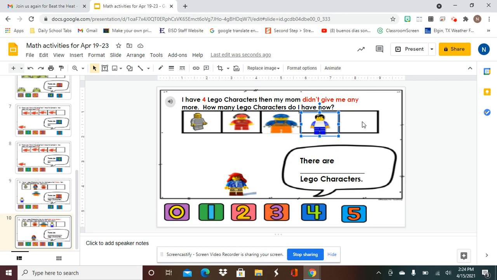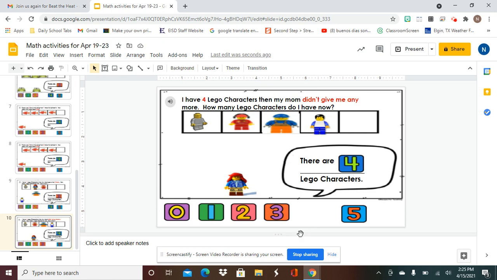So now I have to count all the Lego characters that are up in the 5 frame to know how many I have now. So I have 1, 2, 3, and 4. So I still have 4 because my mom didn't give me any more. So now let's look for number 4. That's 0, that's 1, 2, 3, 4, and that's 5. This is 4, right? So I'm going to move 4 up here. And now my sentence is going to say, there are 4 Lego characters.